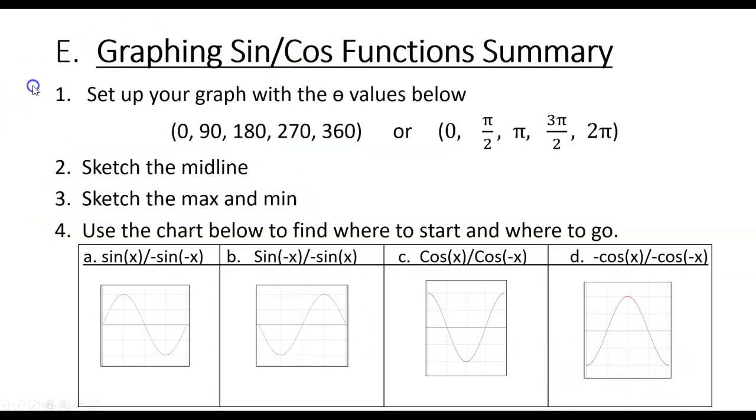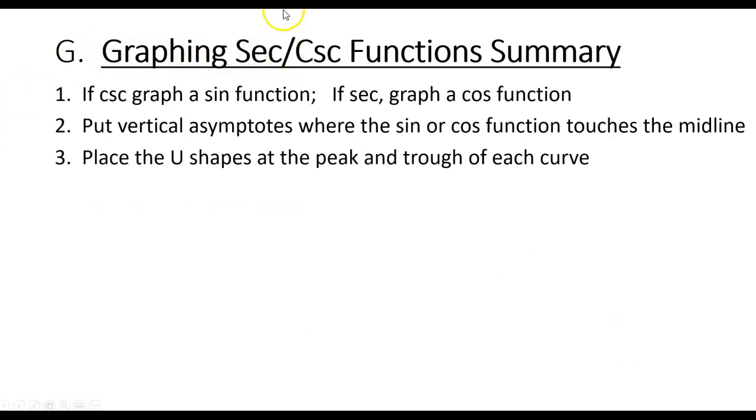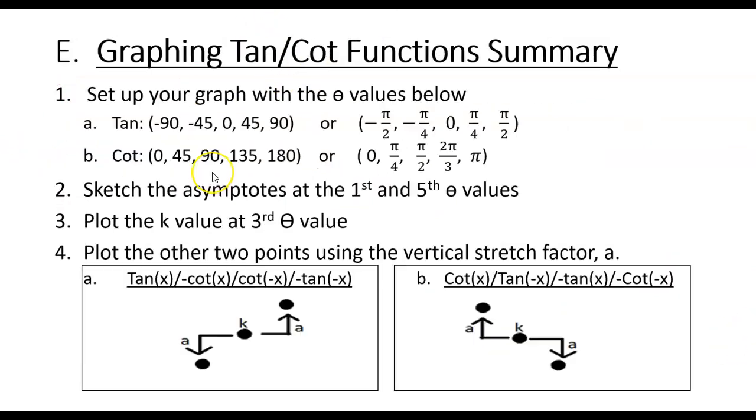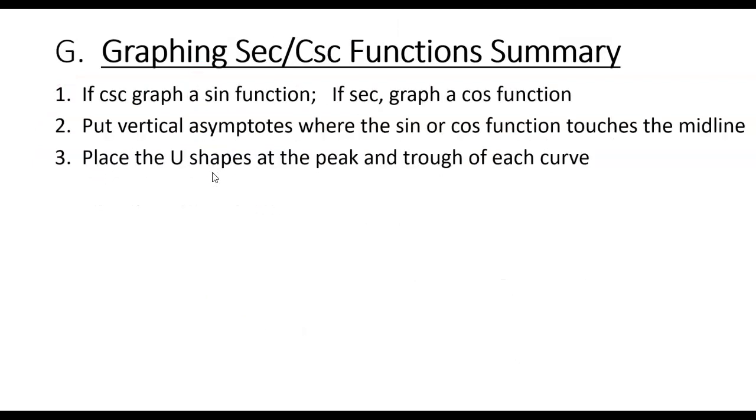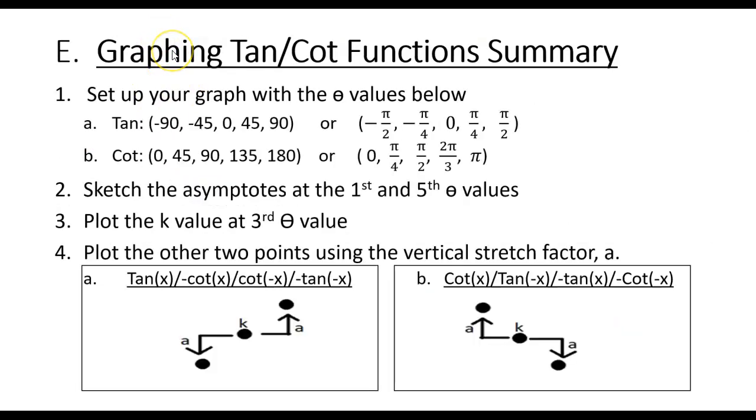And there's not really much to say about secant and cosecant, because basically with secant and cosecant you start by doing the sine and cosine, which we just talked about. After that, you just put vertical asymptotes where the sine or cosine function touches the midline, and then you put your little U-shapes on there. And that's what we learned last class. Okay, so we have a summary of all the different ways of graphing trig functions. There's still more to come, but for now, that's the basic idea for all 6 of them.